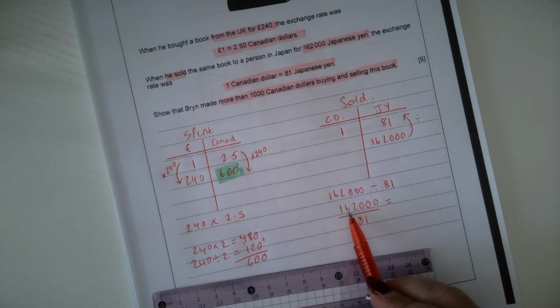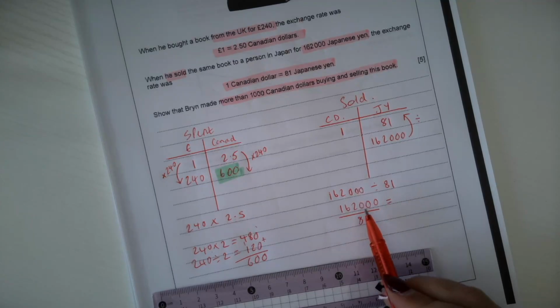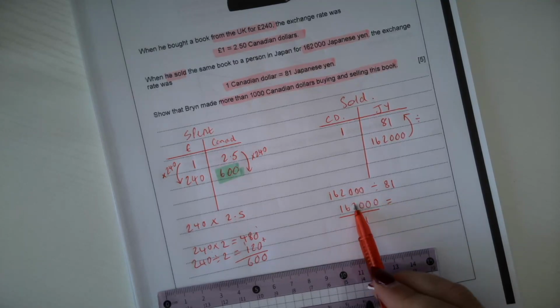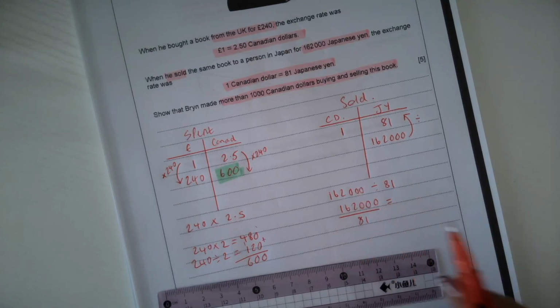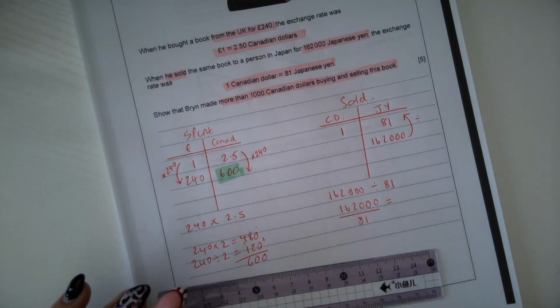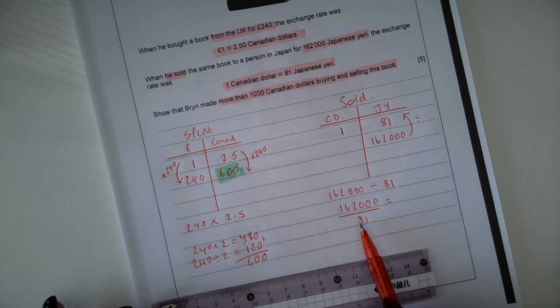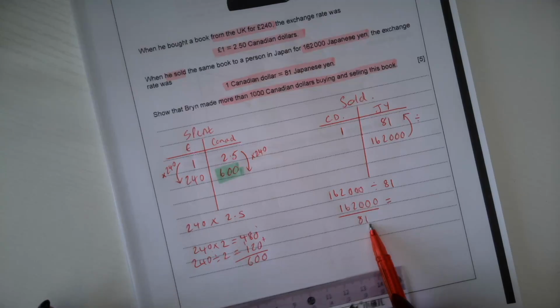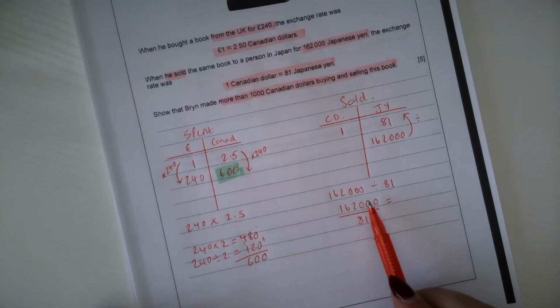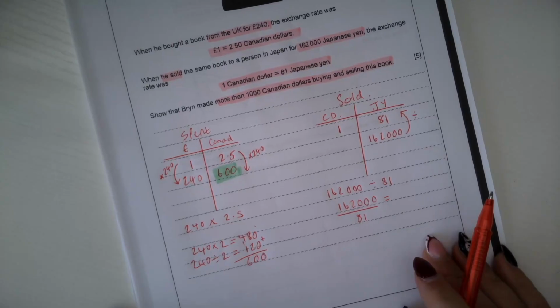So 1 plus 6 plus 2. So 1 plus 6 is 7, plus 2 is 9, and then they're all zeros. This adds to 9, so I can divide 162,000 by 3. Let's check 81. 8 plus 1 is 9. 9 is in the 3 times tables. So I'm going to start by dividing them both by 3, guys, okay?